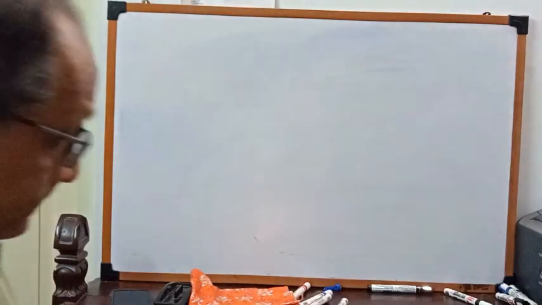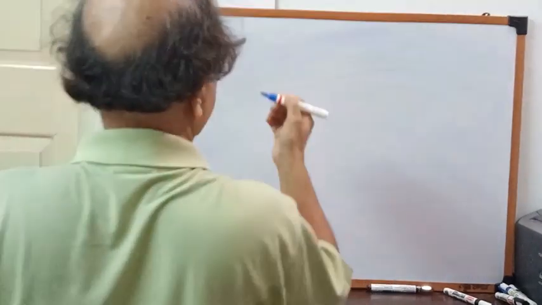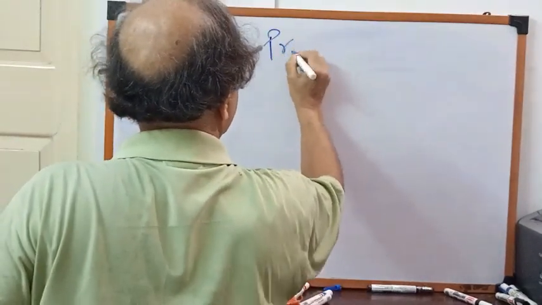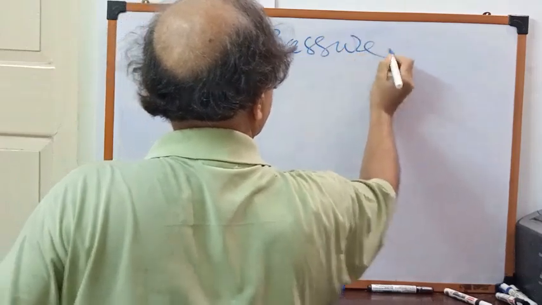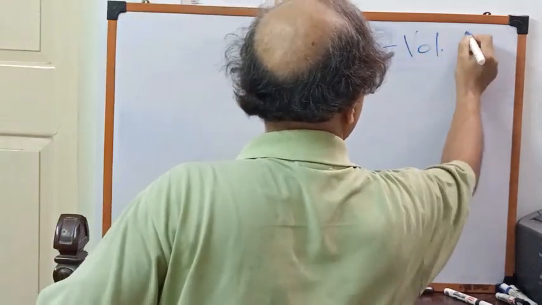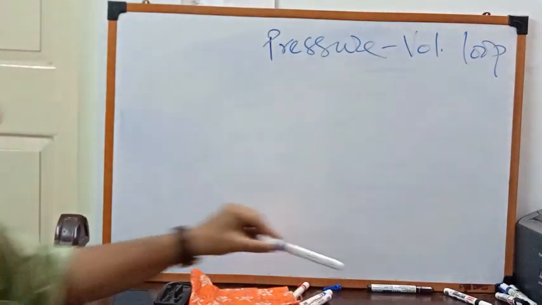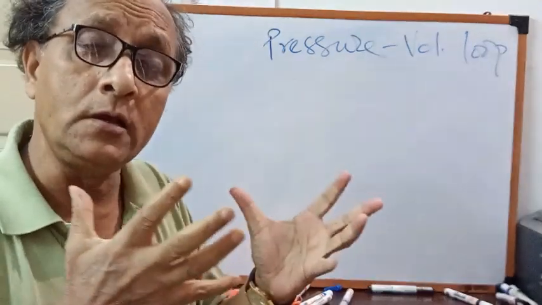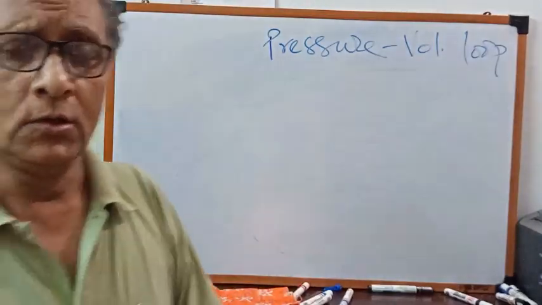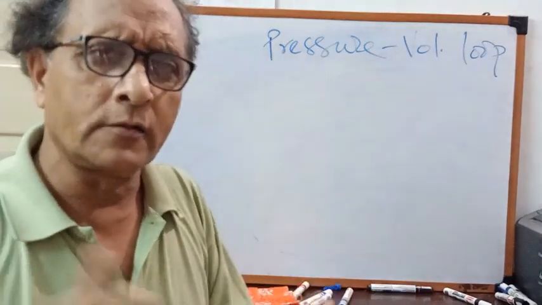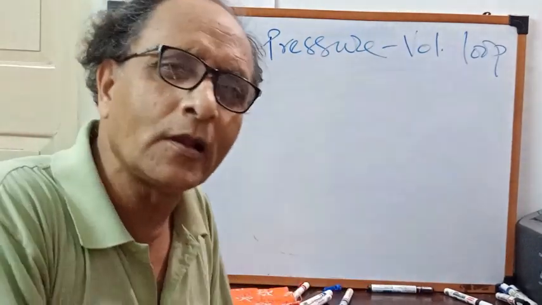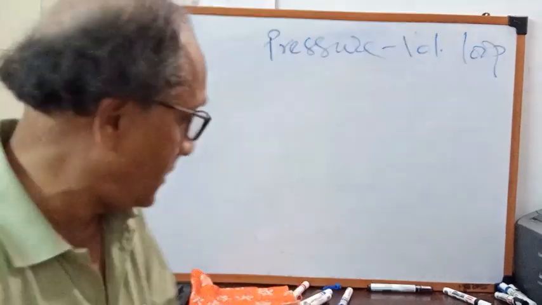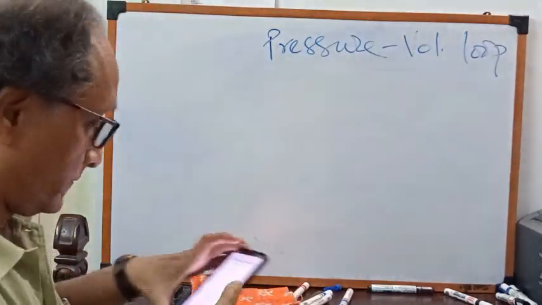Now let us understand the pressure volume loop. So what is pressure volume loop? Pressure volume loop means, now we are discussing about the whole heart. We discussed a lot at the cell level, individual muscle strip level, how they are behaving, etc.